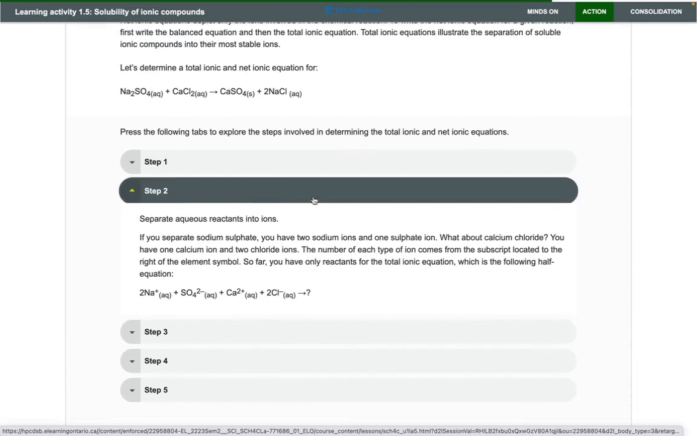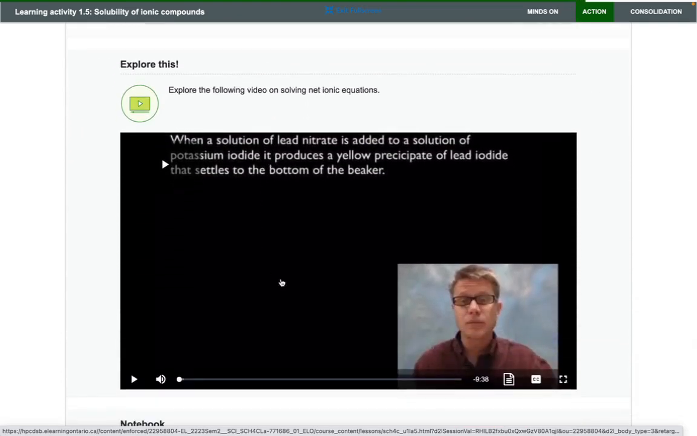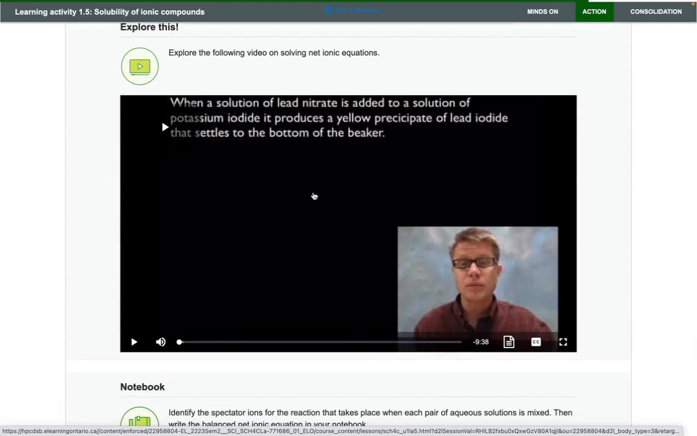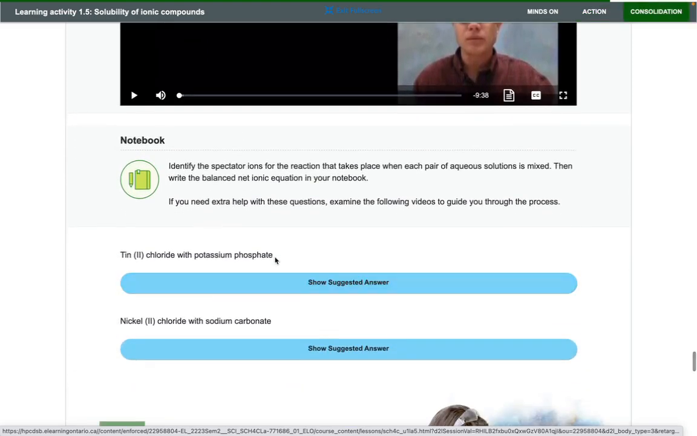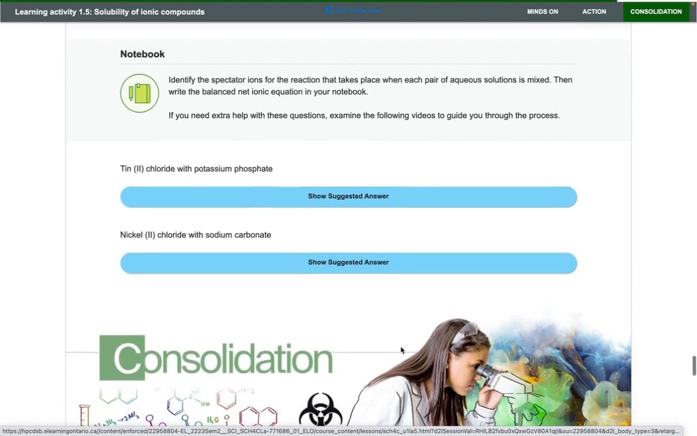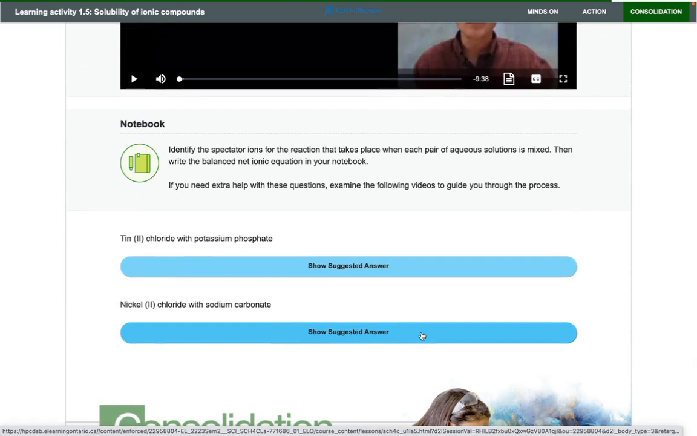This is where your periodic table has to come in handy. You have to have your periodic table nearby. Then watch this video here. He does an excellent job of going through total and net ionic equations. You'll see these two reactions are posted on your summary note, so you can give those a try. And then you're going to stop there. When you see consolidation here, you can stop. That is the end of our lesson for today. And try some of the net ionic equations.